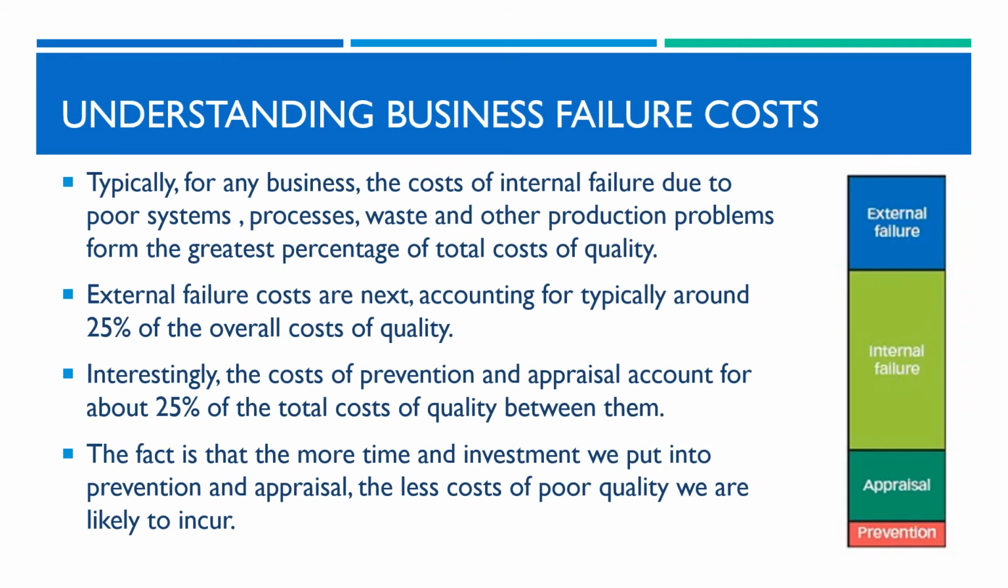Typically, for any business, the costs of internal failure due to poor systems, processes, waste and other production problems form the greatest percentage of total costs of quality. External failure costs are next, accounting for typically around 25% of the overall costs of quality. Interestingly, the costs of prevention and appraisal account for about 25% of the total costs of quality between them. The fact is that the more time and investment we put into prevention and appraisal, the less costs of poor quality we are likely to incur.